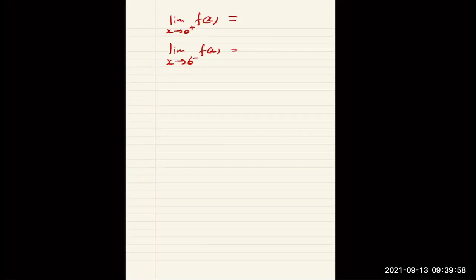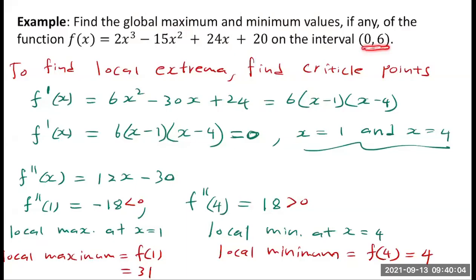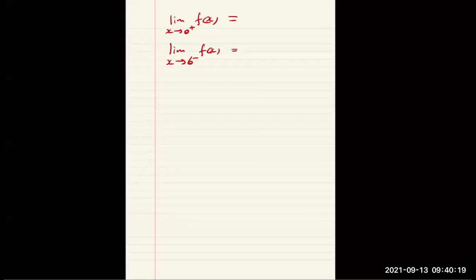Why is it the positive side? Why would you put positive here? Notice that we are on this interval, so you can talk about only x approaching 0 from the right hand side. That means the positive side. To the left of 0, we are not concerned. Here you can talk about x approaching 6 from the left hand side. That's why you put a negative sign here.